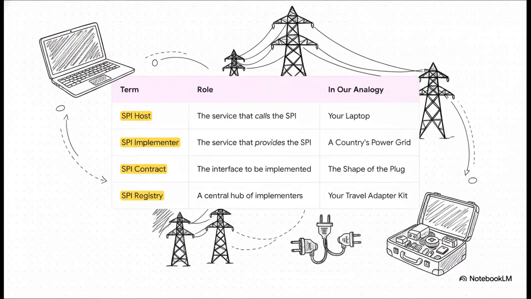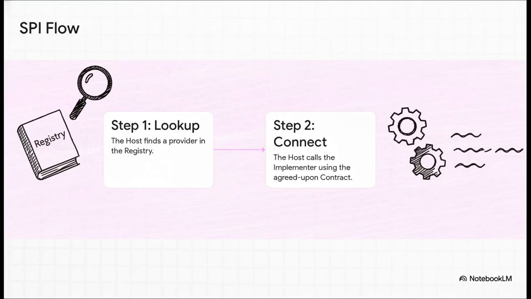Okay, check this out. It maps perfectly. The SPI host, that's your service. It's your laptop that needs the power. The SPI implementer is the third-party service, the actual power grid in whatever country you're in. The SPI contract, that's the important one. It's the set of rules, the shape of the plug that has to fit. And finally, the SPI registry, that's your little bag of travel adapters, the kit where you find the one you need. And the whole flow, it's honestly beautifully simple, just 2 steps.